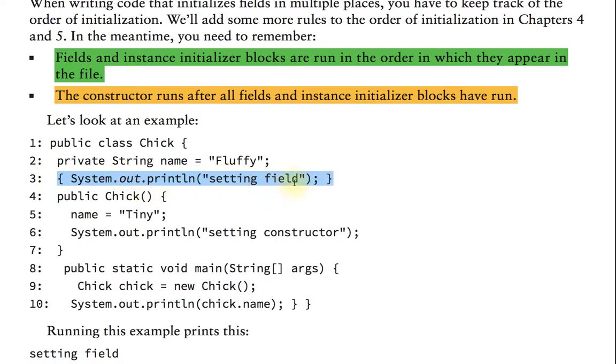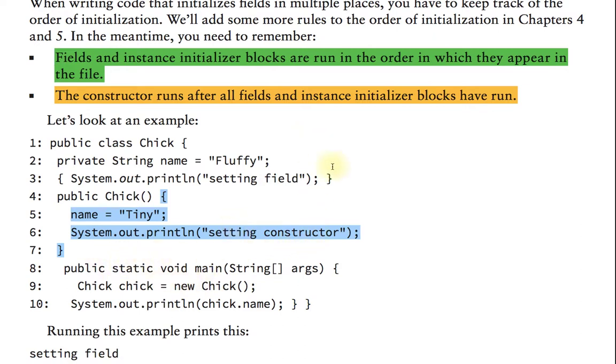System.out.println of setting fields. Okay, so as soon as the JVM enters the class, it displays this as the first statement in the console. And oh look at this, we have a constructor here, assigning the value tiny to this name which is defined as fluffy. It's overriding in the constructor. Then we have a print statement here, setting constructor. Okay, and we are not worried about this constructor yet because we haven't gone into the main method yet.